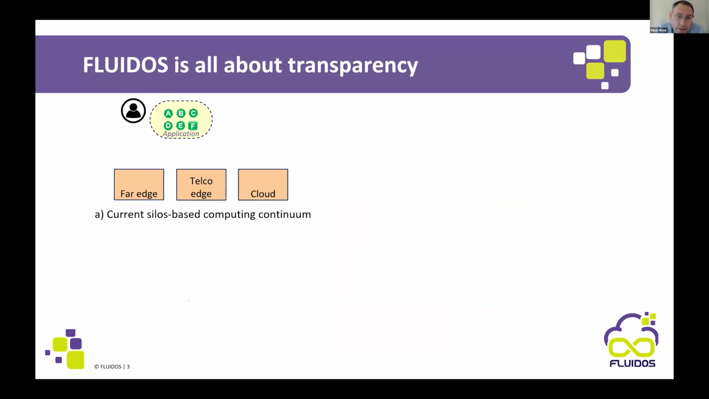So here is where FLUIDOS comes into play. We would like to move from the situation where we are right now, in which, if we want to deploy an application that is made of multiple components on multiple devices, we have to do that manually. So the user has to say the first component has to go here, the second component has to go there.